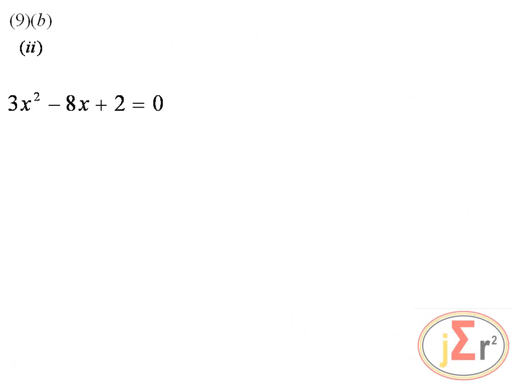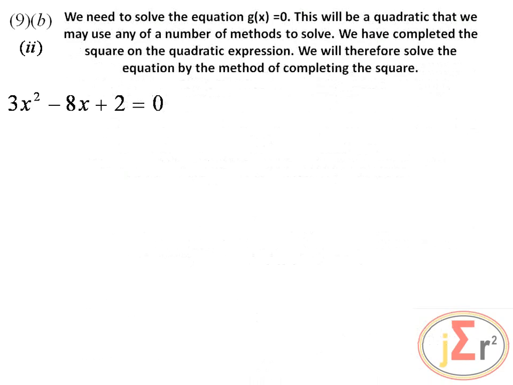Now, I think that we are at the stage where we will have the most fun. We need to solve the equation g of x is equal to 0. This will be a quadratic that we may use any of a number of methods to solve. We have the completed square already. We will therefore solve the equation by the method of completing the square. We may solve this equation by completing the square. We may solve this equation by making use of the quadratic formula. We may solve it by factorization.